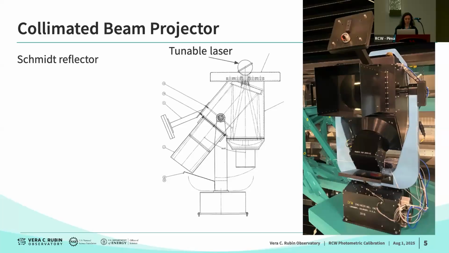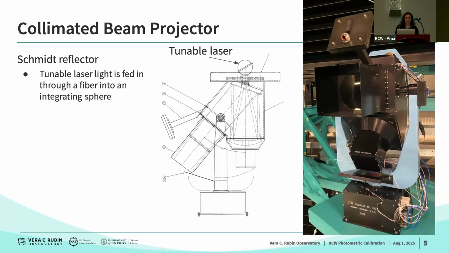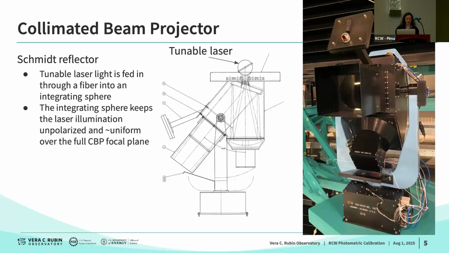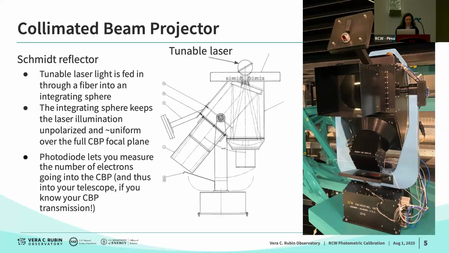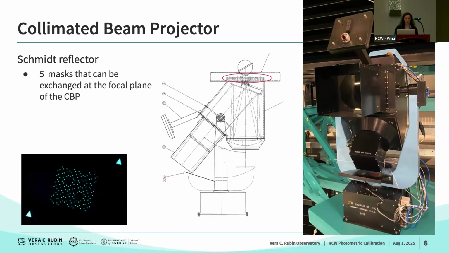We have a tunable laser. So the telescope is a Schmidt reflector telescope. We have tunable laser light fed through a fiber into an integrating sphere. The integrating sphere keeps the laser illumination unpolarized and uniform over the CBP focal plane. Then a photodiode in the integrating sphere lets you measure the number of electrons going into the CBP, and thus into your telescope, if you know the CBP transmission. So that's the idea there.